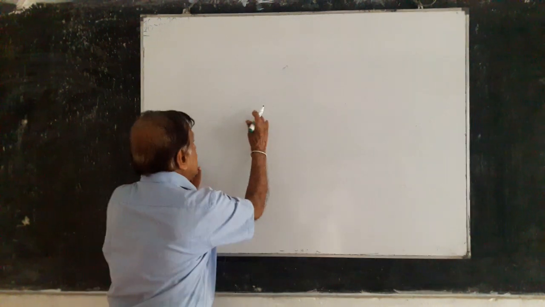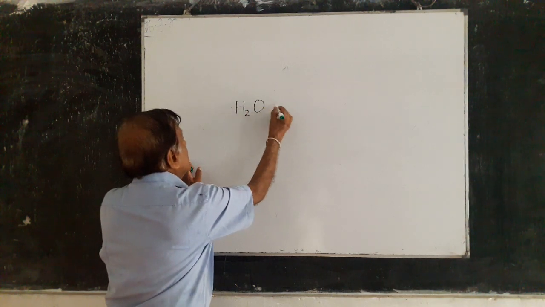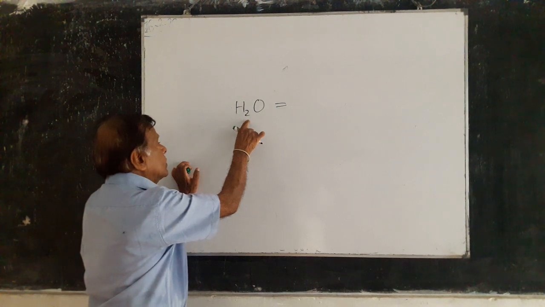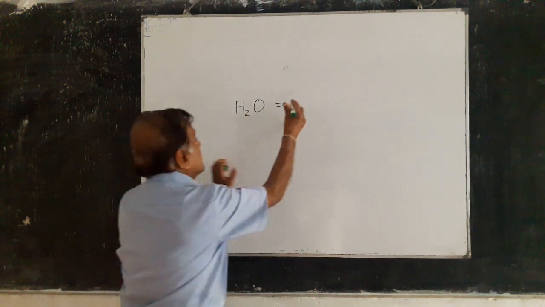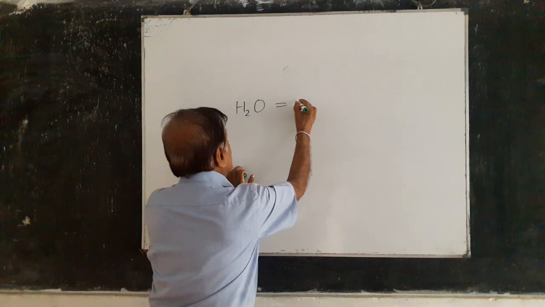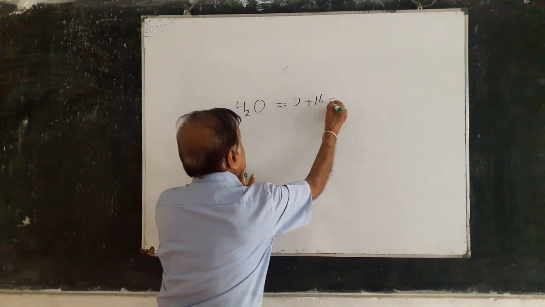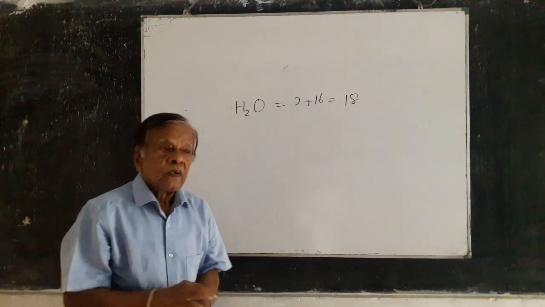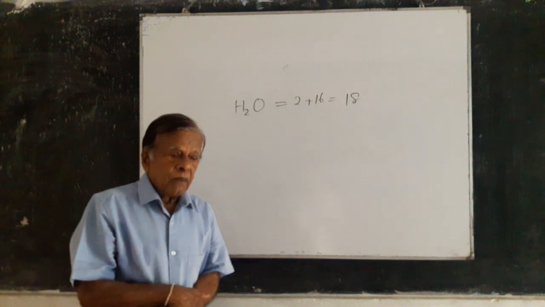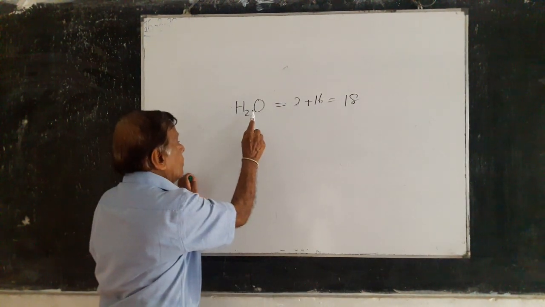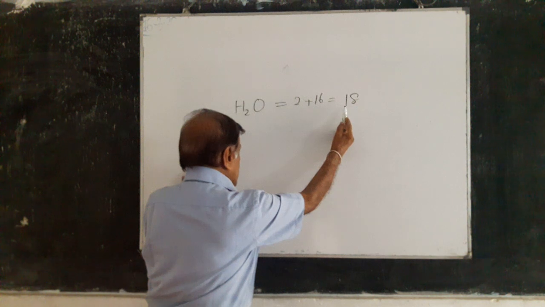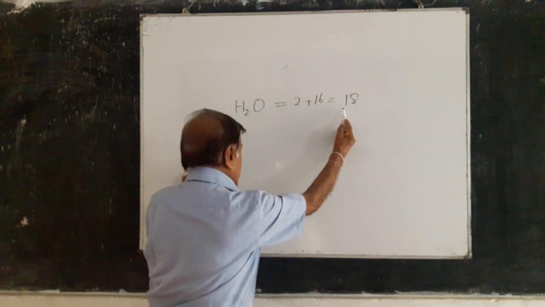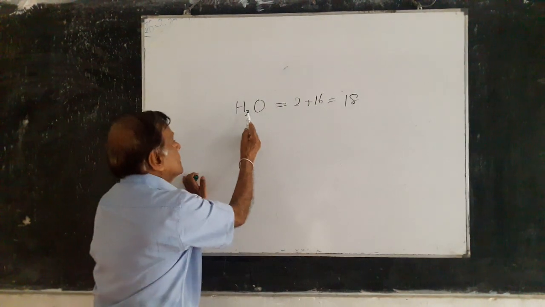Now, when you say H2O, it means one molecule of water. In one molecule of water, you have two H atoms and one O atom. Relative molecular mass is 2 plus 16, 18. It means that the mass of one molecule of water is 18 times the atomic mass unit, or 1/12 of the mass of a C12 atom. This is one molecule.